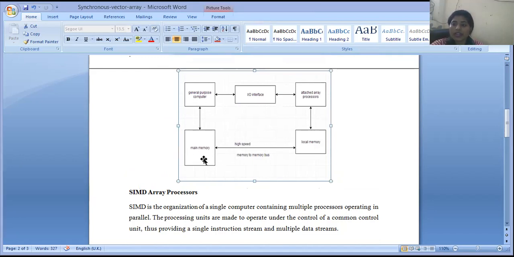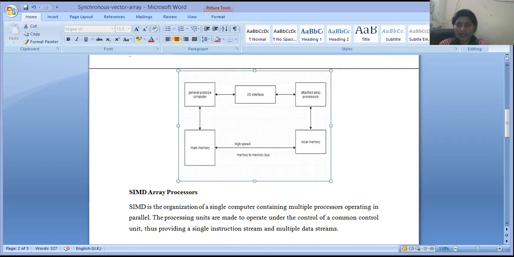Now, the one thing is why use array processors. This is well known and I have already defined it to you. So this is all about these things, and this topic is now covered.